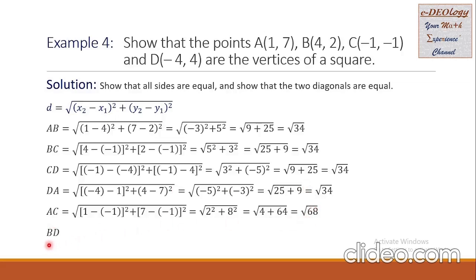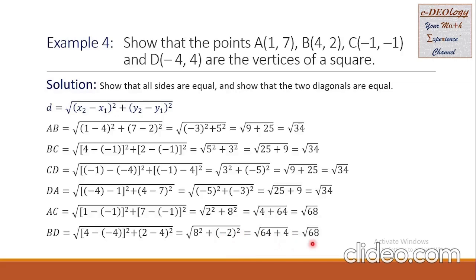What about the length of BD? This is the second diagonal. By distance formula, we write 4 minus negative 4, that is squared, plus 2 minus 4, that is squared. 4 minus negative 4 is 8, then we will square, plus 2 minus 4 is negative 2, then we will square. 8 square is 64, plus negative 2, that is squared, is positive 4. 64 plus 4 is 68. So for diagonal BD, the length is square root of 68.